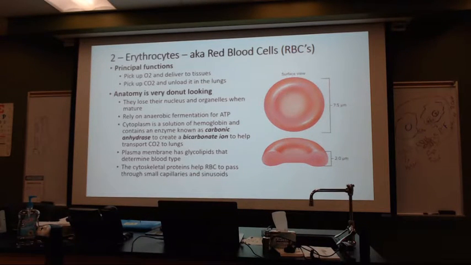Glyco is going to tell me what? Sugar. Sugar chain. And that sugar chain is attached to what? One of my lipids. So on the plasma membrane of the red blood cell is going to be a sugar chain, okay? And that determines blood type. The structure of that determines the blood type.